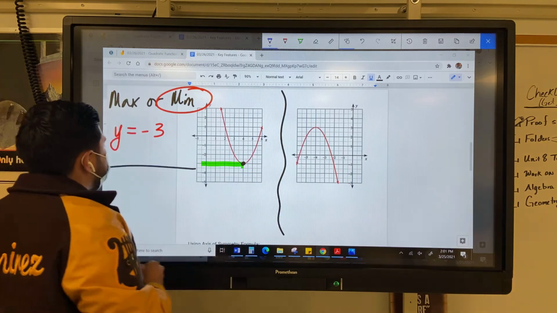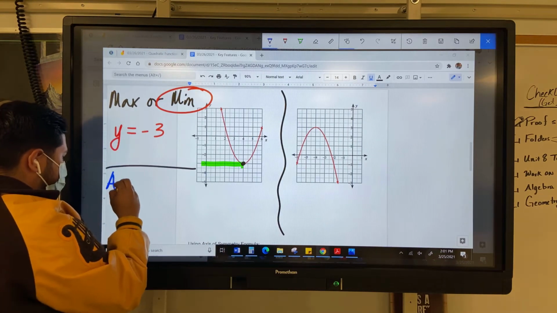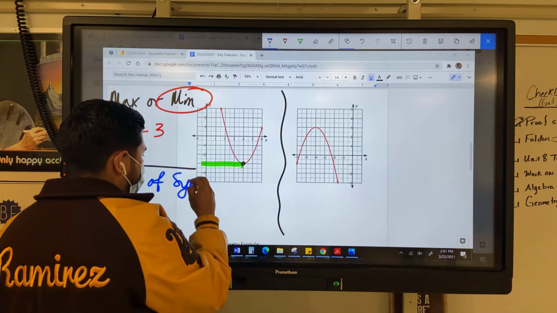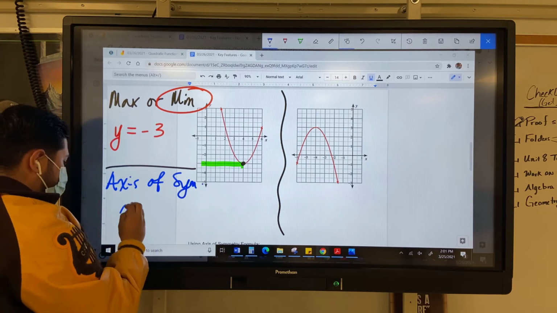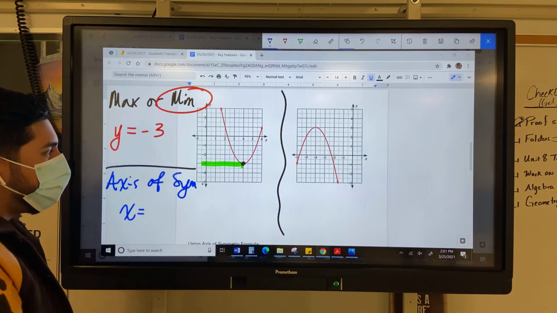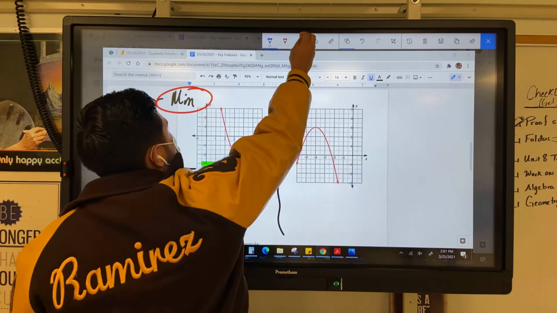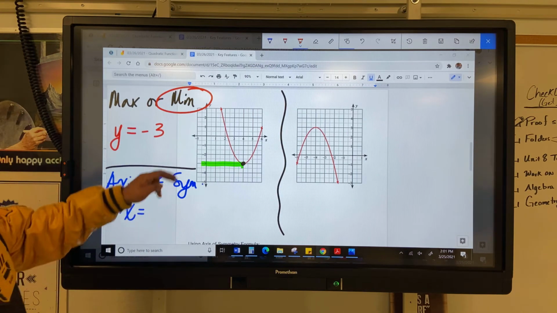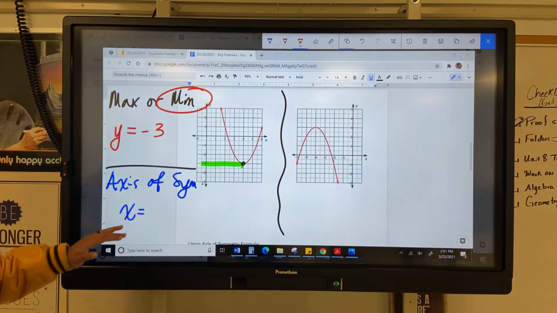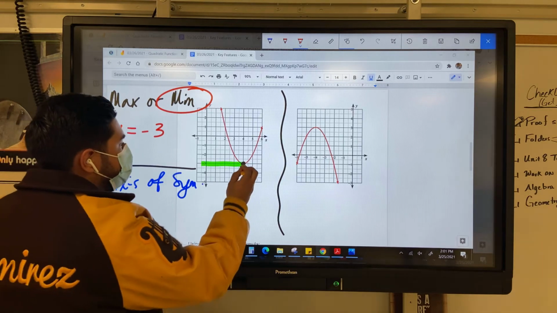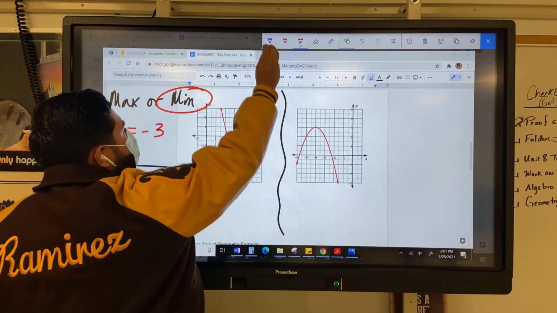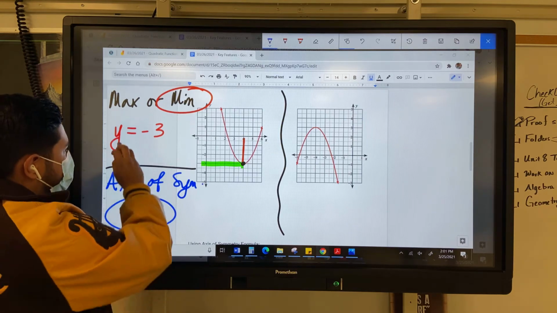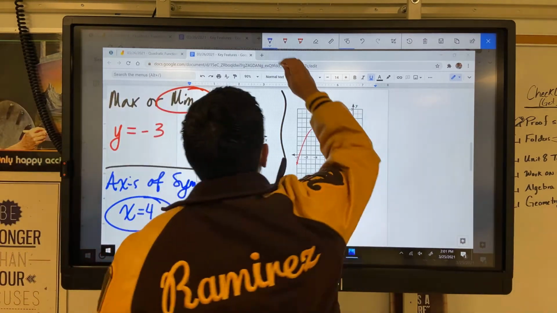Next, I'm going to do the axis of symmetry. X equals, because I told you in the notes that it's x equals for axis of symmetry. Why is it x equals? Well, we could always determine because minimum value is y equals, we have to have an x equals also. That looks like a +4. Nice, nice, nice.